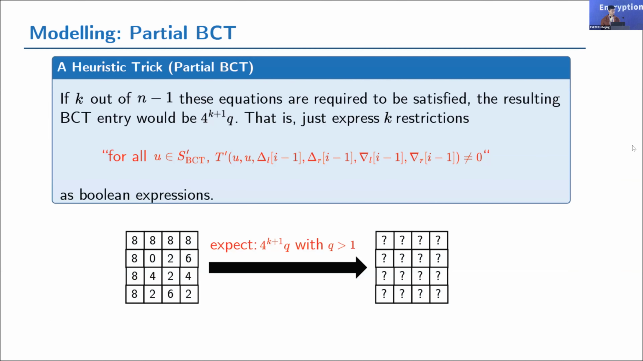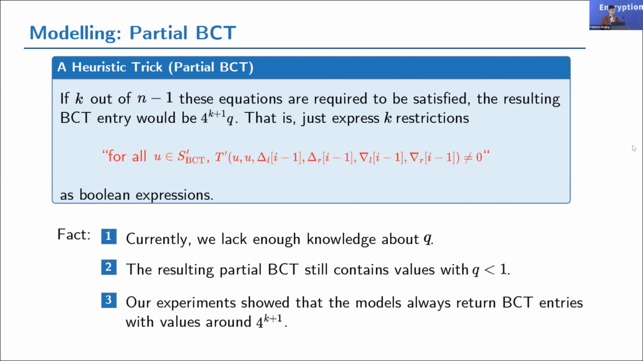With this partial BCT, we are expecting to cancel out the small values in the BCT and obtain a size reduced BCT. However, currently we lack enough knowledge about the number q. Second, the resulting partial BCT still contains small entries. But luckily, our experiments show that the model always returns BCT entries with value around 4 to the power of k plus 1. This is enough for us to construct the set models.